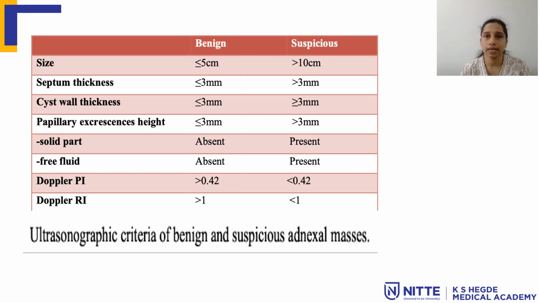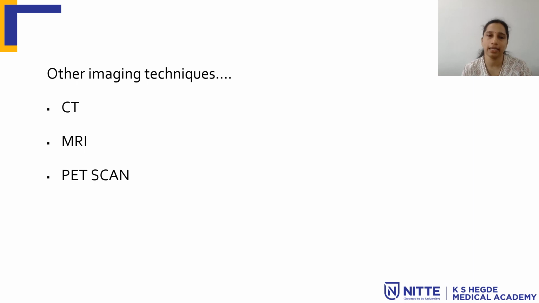So those are size of more than 10 centimeter, the septum thickness of the cyst more than 3 millimeter, cyst wall thickness of more than 3 millimeter, the papillary excrescence, the height of which is more than 3 millimeter, presence of solid part. All these tell that there is some suspicion of an ovarian tumor. So they have to be further evaluated to rule out malignancy.